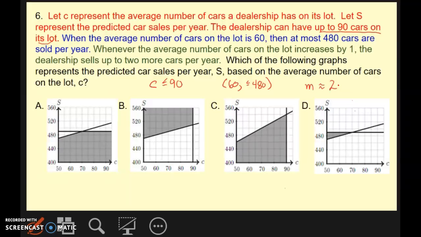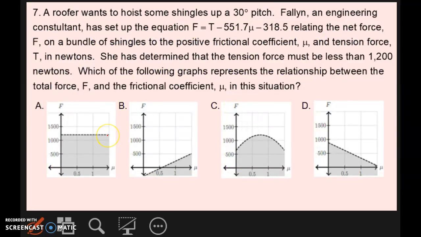Start with the first one. C is less than or equal to 90. Immediately I know that graph A will not work because if I go to 90, I should have a boundary set up, and then anything this way should be shaded. But I'm seeing stuff past 90. That's not good for us. We're on a different slide.